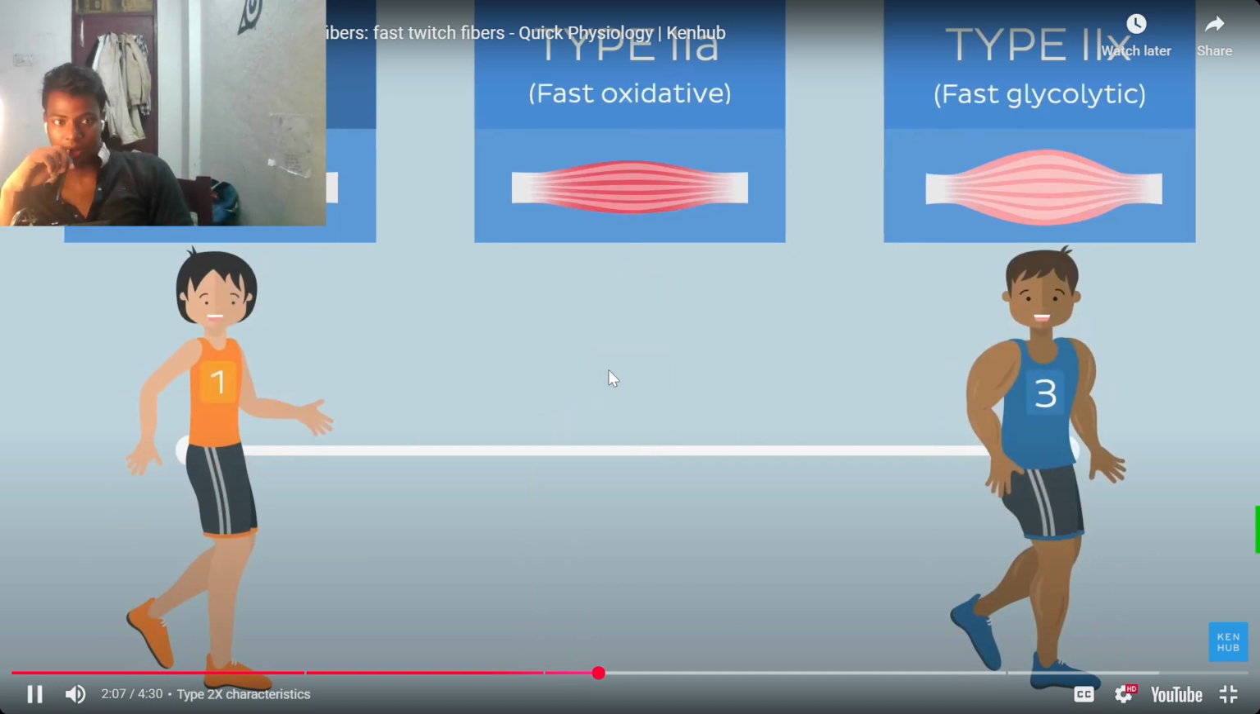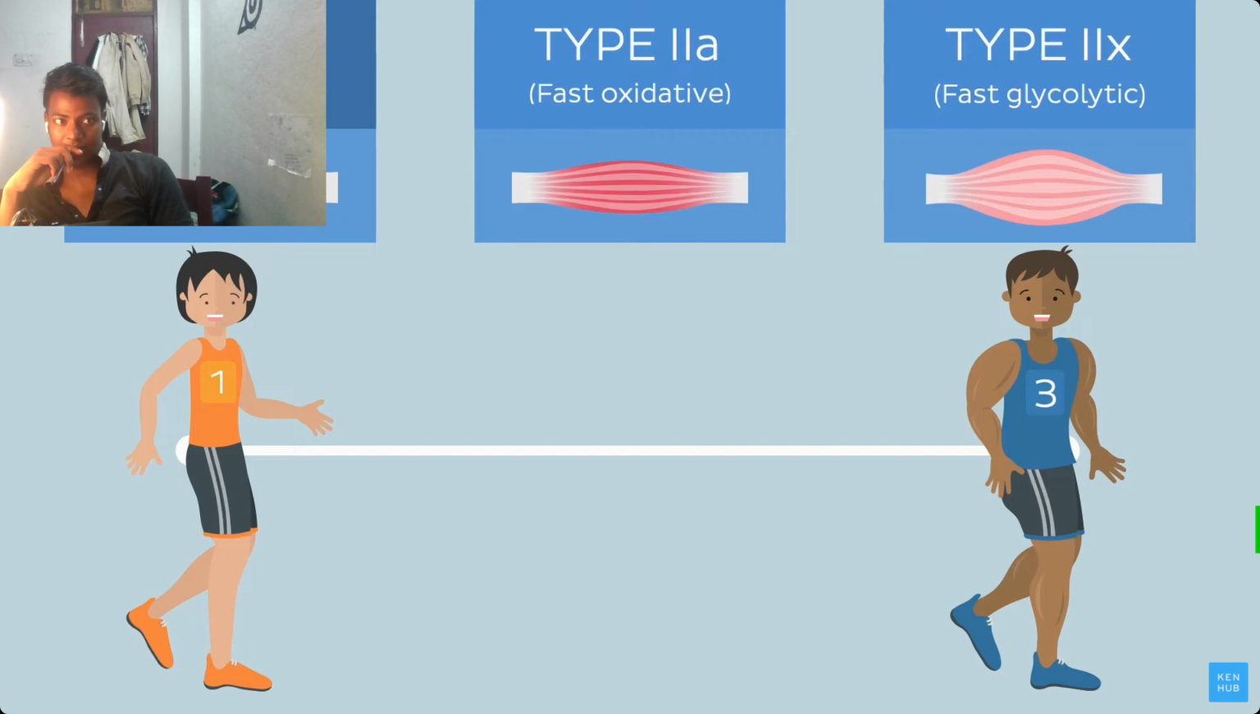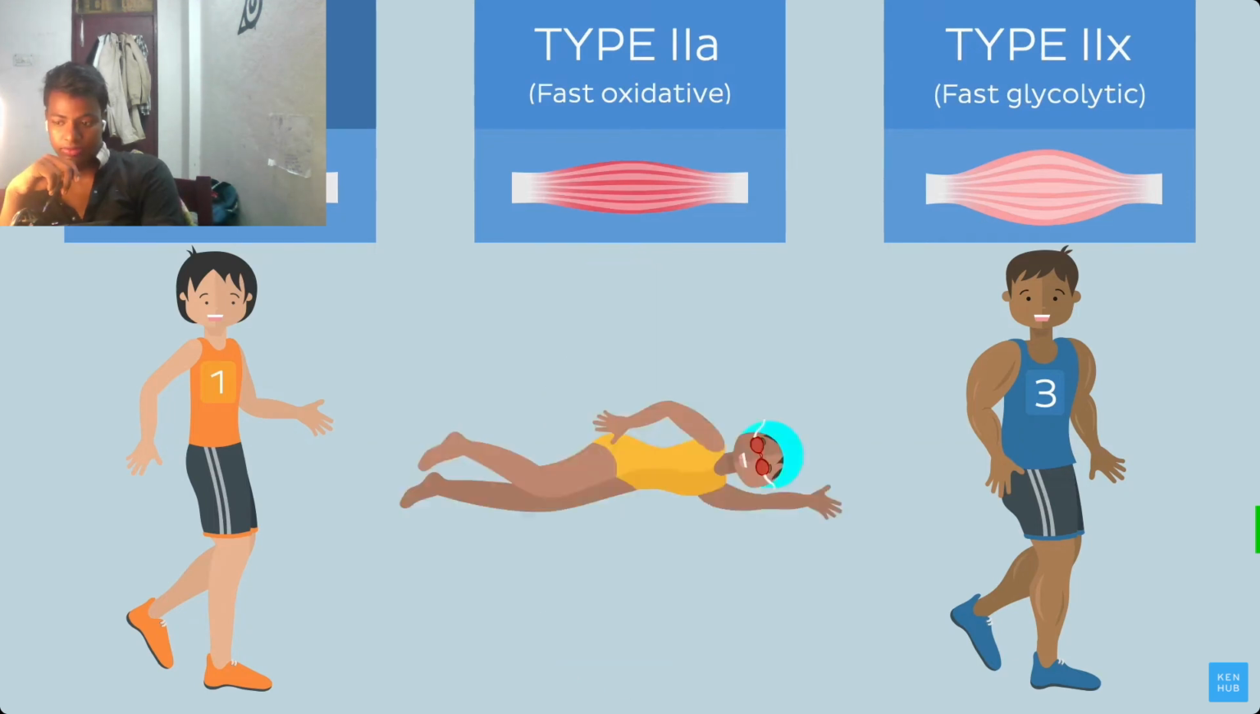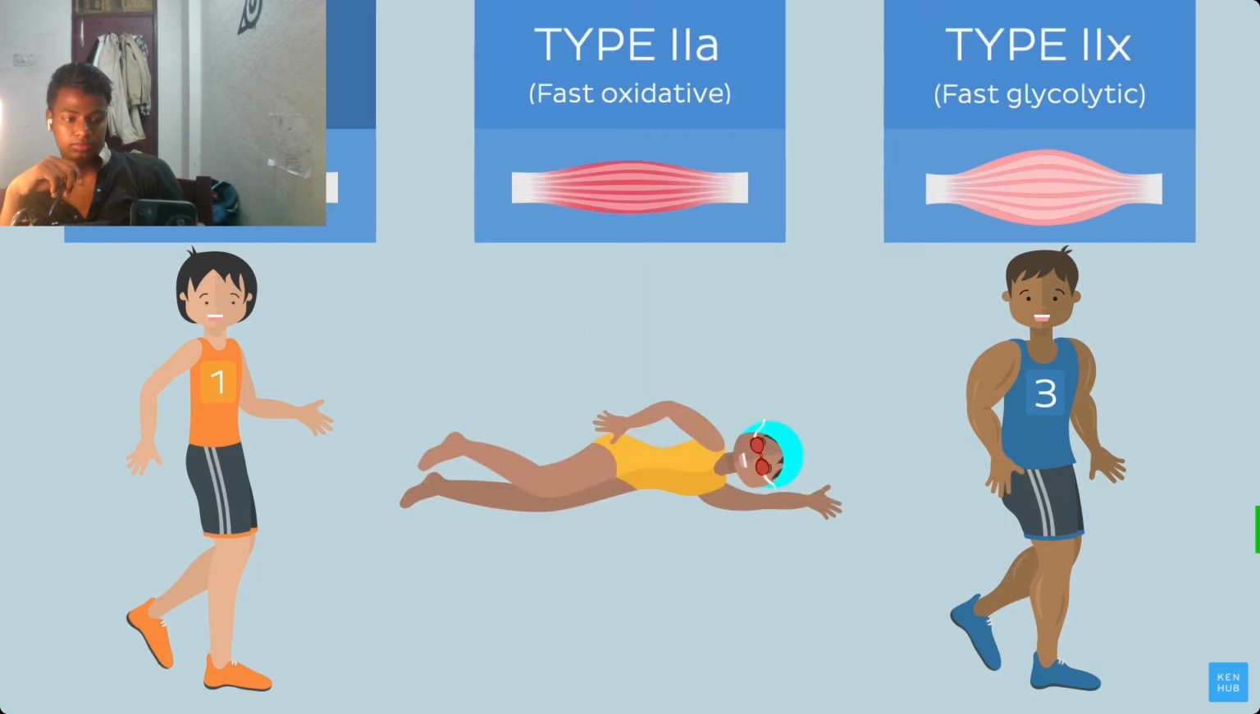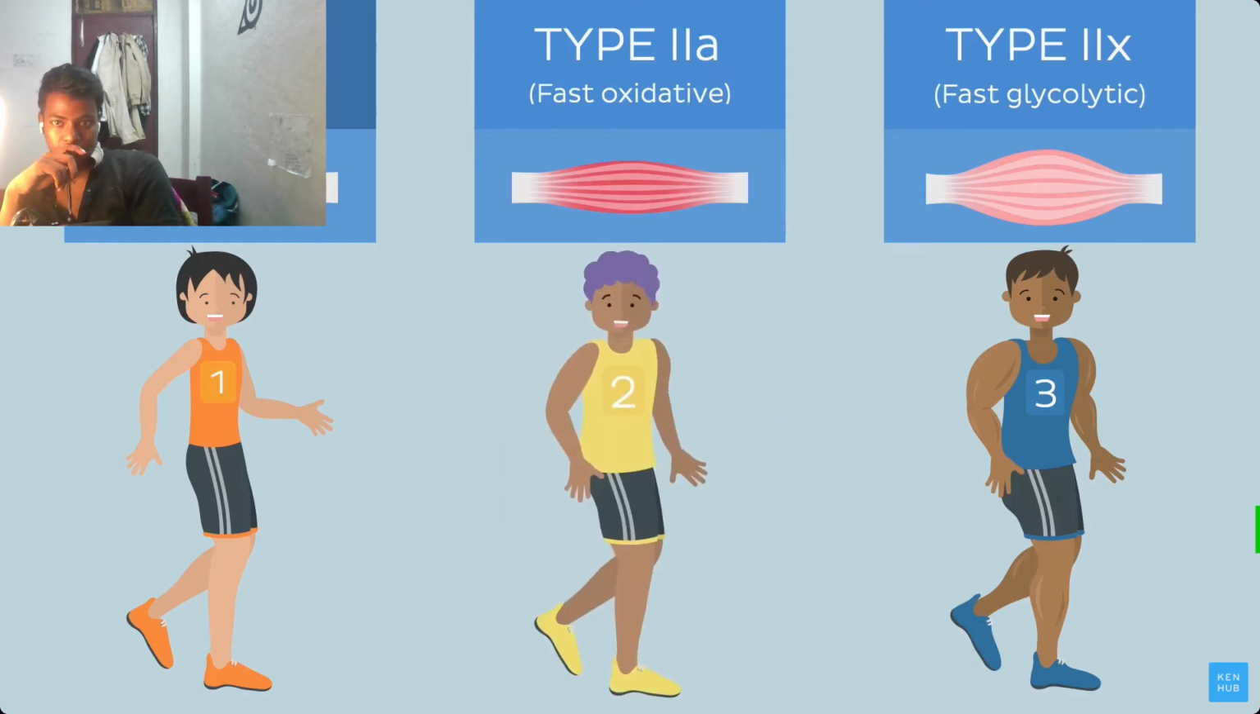Type 2A fibers are particularly useful for prolonged movements that require more tension than what type 1 fibers can generate, such as running or swimming. They provide the necessary endurance and moderate force production for these activities, making them an invaluable asset for our average runner in lane 2.